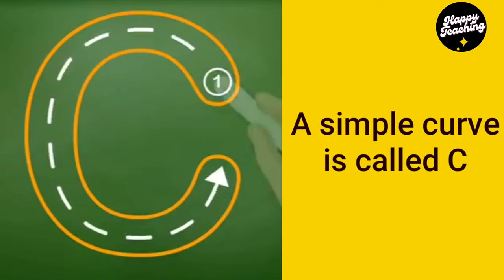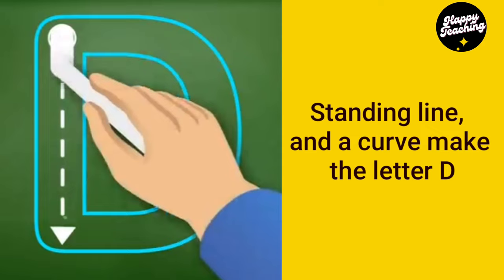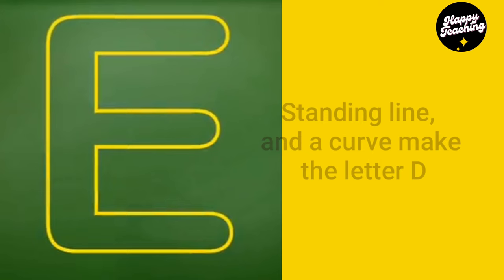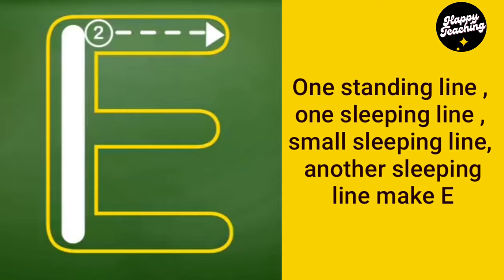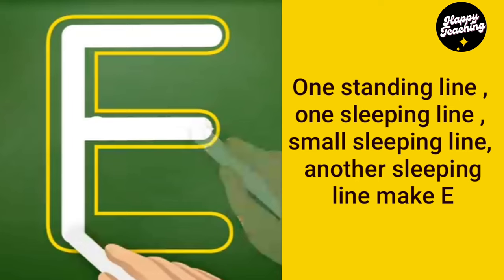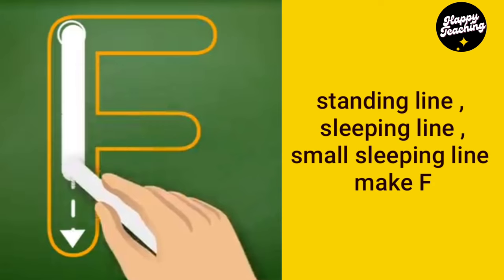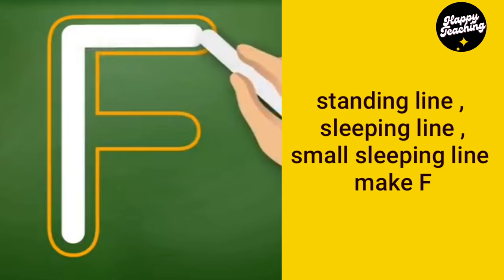A simple curve is called C. Standing line and a curve makes D. One standing line, one sleeping line, a small sleeping line, another sleeping line makes E. Standing line, sleeping line, small sleeping line makes F.